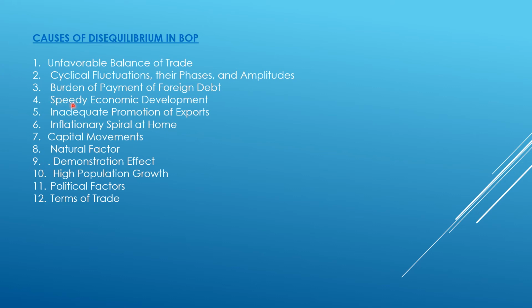The next point is speedy economic development. A rapid economic growth will cause a higher level of consumer spending. People start buying more imported goods. This causes a deficit in all circumstances. And also a speedy economic growth causes an increase in inflation rate. This will make export less competitive and import relatively cheap.